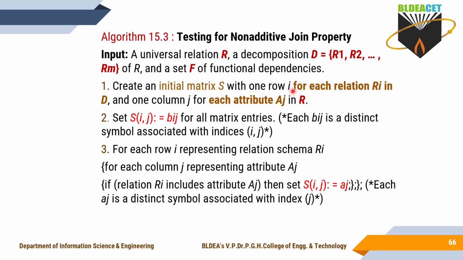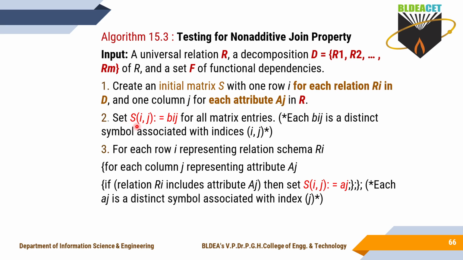with one row i for each relation Ri in D. For example, for R1 you create one row, for R2 you create one row, like that. For all the relations in this decomposition you have to create one row, and one column j for each attribute Aj in R. So how many attributes are there in R? For each attribute, you consider one column. This is your first step: you have to create a new matrix. Rows are the number of relations and columns are the number of attributes.